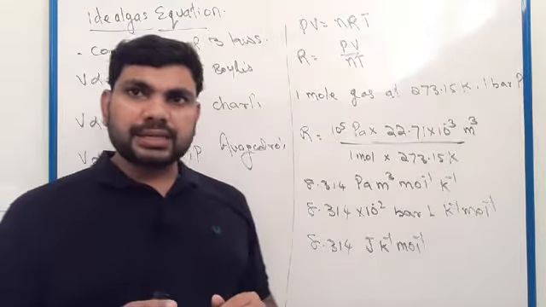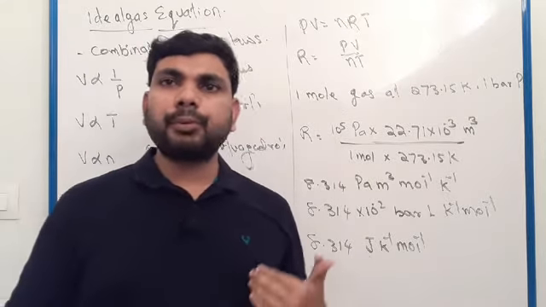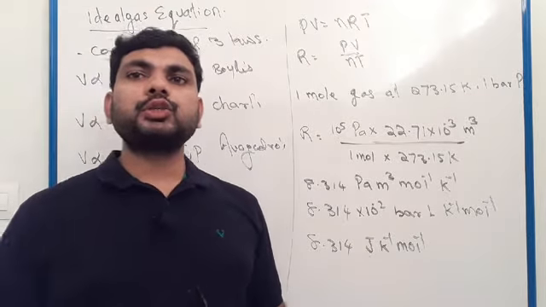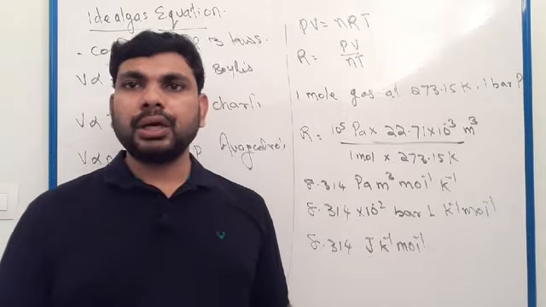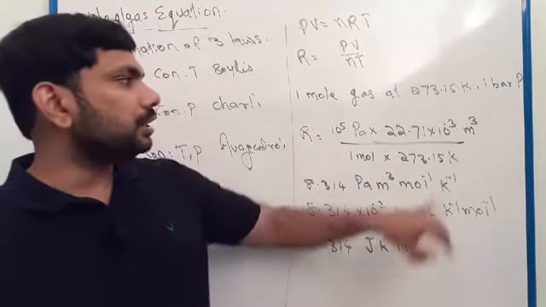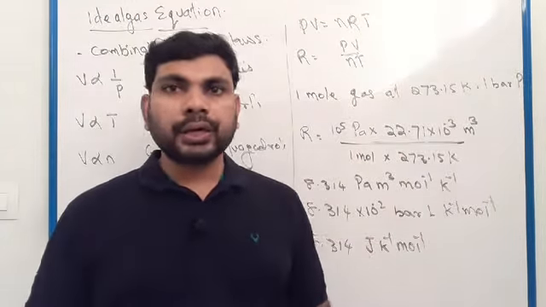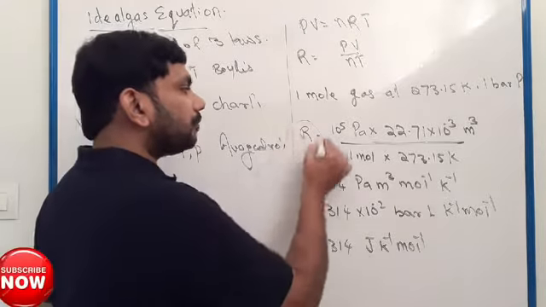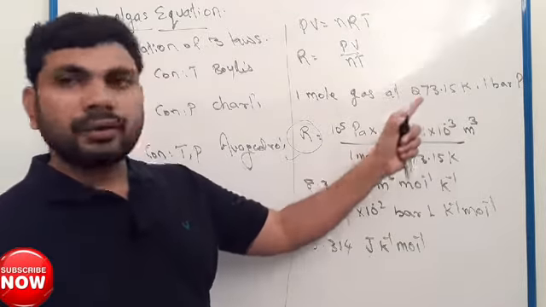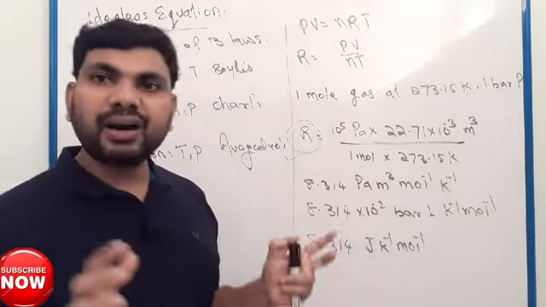Consider 1 mole of gas at 1 bar pressure. Temperature is 273.15 K. Volume is 22.71 liter per mole, or you can say 22.71 into 10 raised to minus 3 m cube. This is the volume. So we can find the value of R at this condition: 1 mole gas, temperature and volume mentioned, pressure is 1 bar. 1 bar pressure means 10 raised to 5 Pascal.